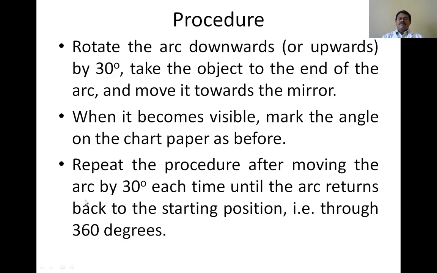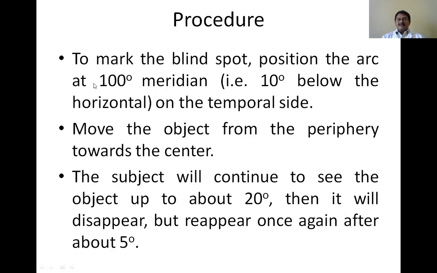Repeat the procedure after moving the arc by 30 degrees until the whole 360 degrees is covered. To mark the blind spot, position the arc at the 100 degree meridian, that is 10 degrees below the horizontal on the temporal side. Move the object from the periphery towards the center. The subject will continue to see the object up to 20 degrees. Then it will disappear. Again it will reappear after 15 degrees, where you will normally have the blind spot.